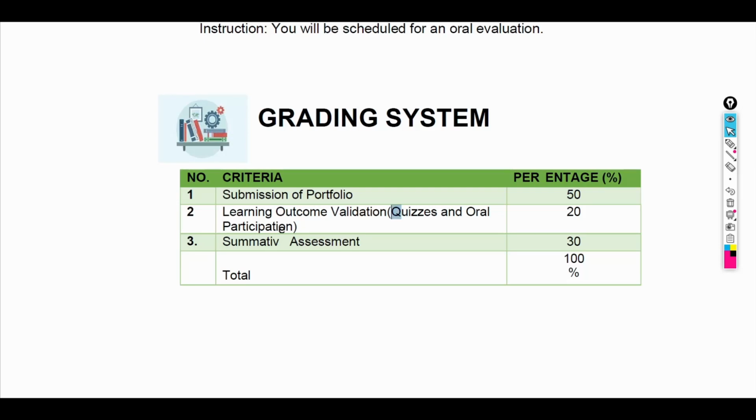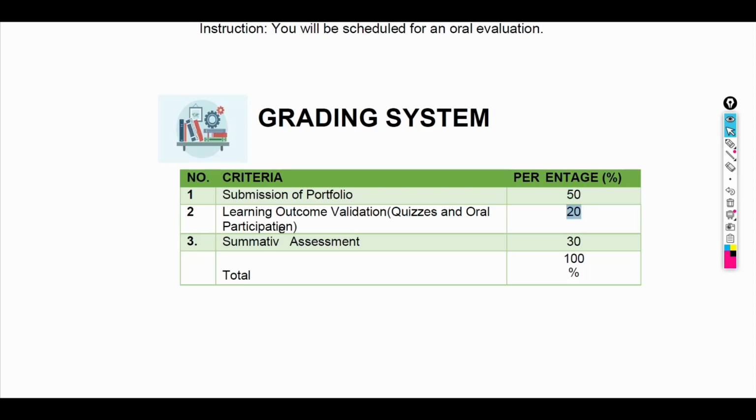Learning outcome validation will cover your quizzes and oral participation. Take note, oral participation will be checked against your attendance. So if you incur so many absences, then you will also miss most of the oral participation frequently done every meeting. That will cover 20% of your semestral grade. So cumulatively, we already have 70%.